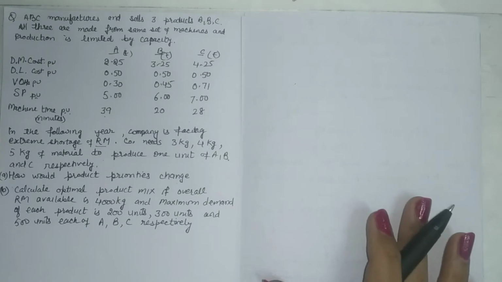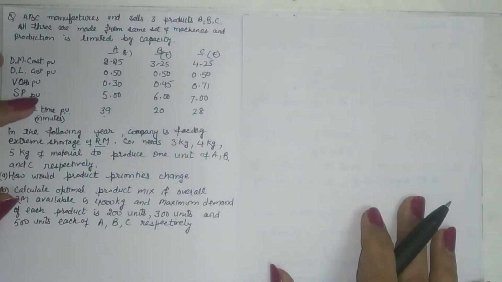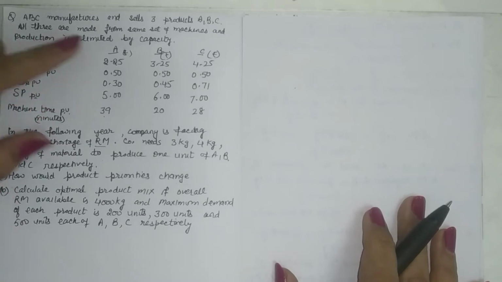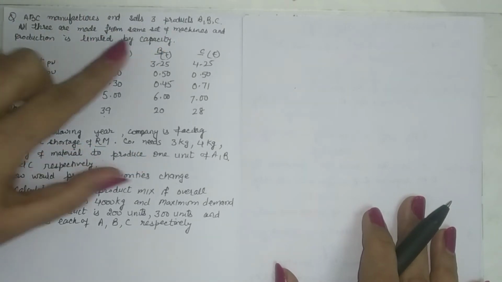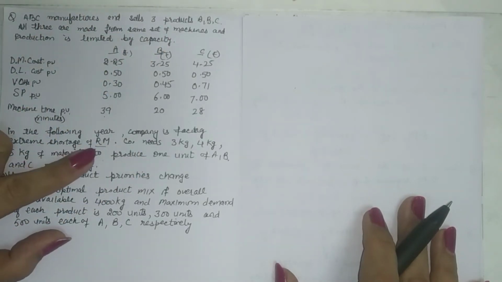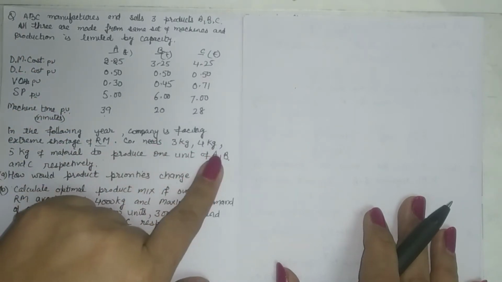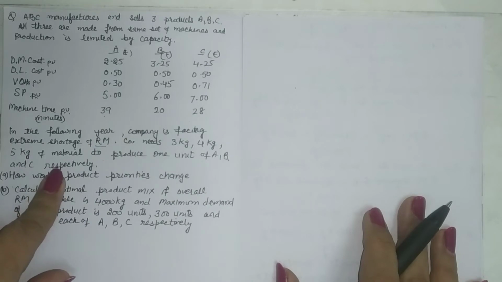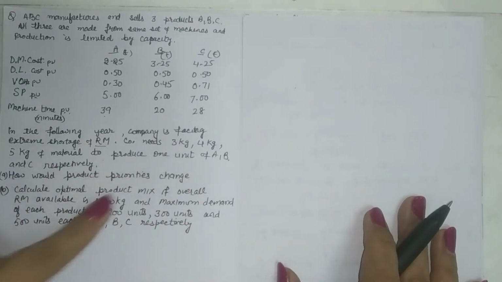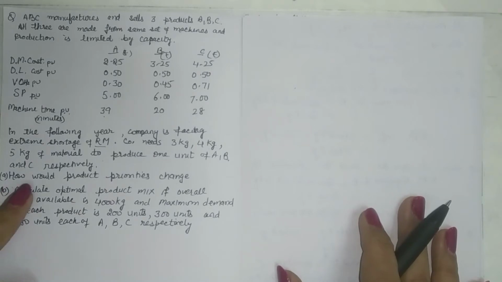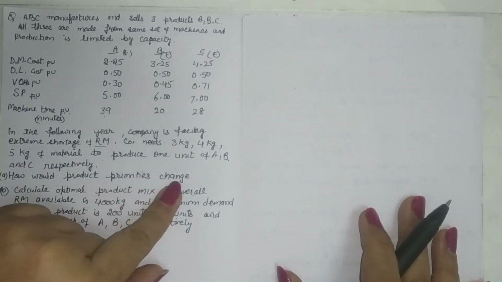Now in the following year, the company is facing an extreme shortage of raw materials. So now your focus is shifted. Previously you were limited by machine capacity. Now it is limited by raw materials. So there is a change in the key factor. The company needs 3 kg, 4 kg and 5 kg of raw materials to produce 1 unit of A, B and C. So usage is given. Our first part of the problem is: how would product priorities change?